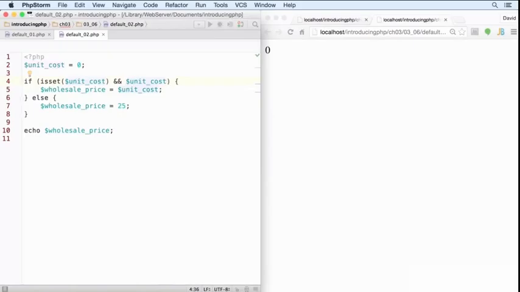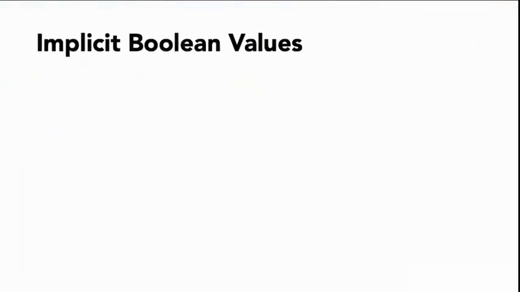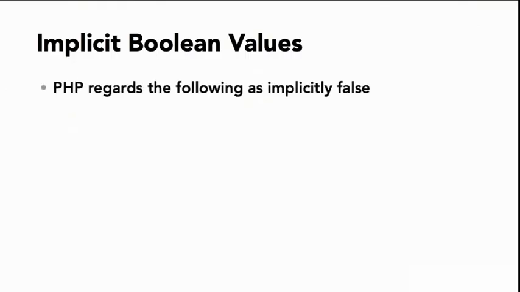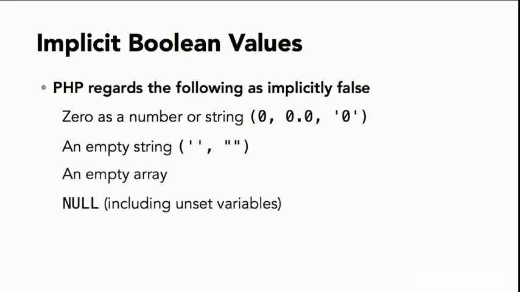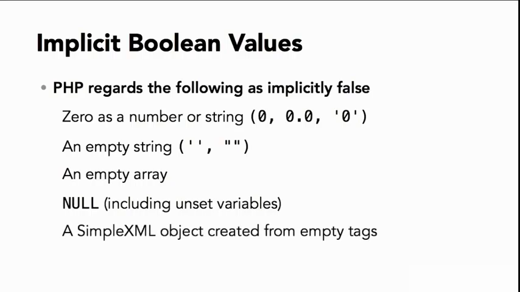The first part of the condition, isset, is checking whether the variable exists. If it doesn't, the whole condition will fail. But if it does exist, the second part of this condition applies the rules of what PHP regards as true or false. So let's just review what PHP regards as implicitly false. In addition to the Boolean keyword false, the following values are treated as false: 0 as a number or string, an empty string, an empty array, null including unset variables, and a SimpleXML object created from empty tags.